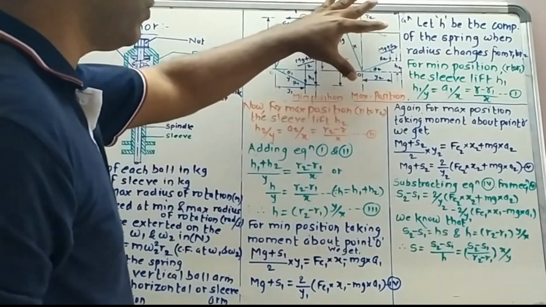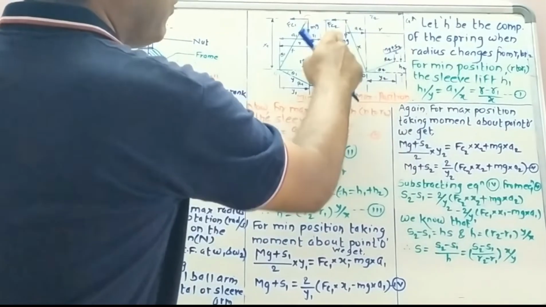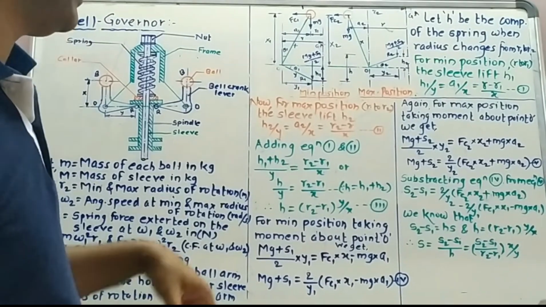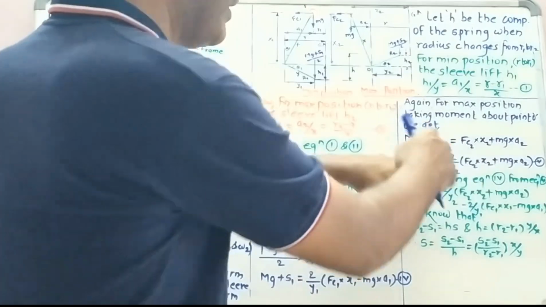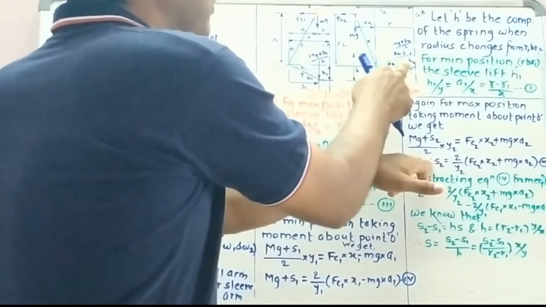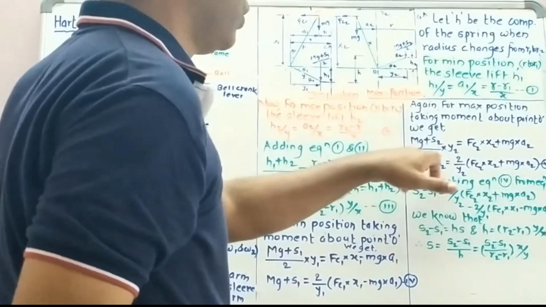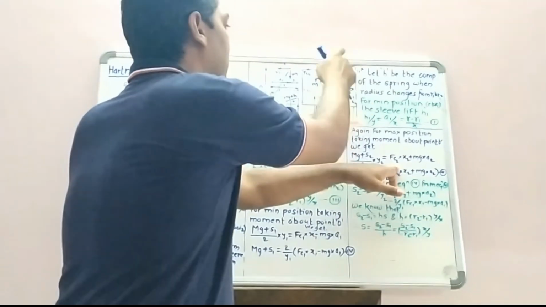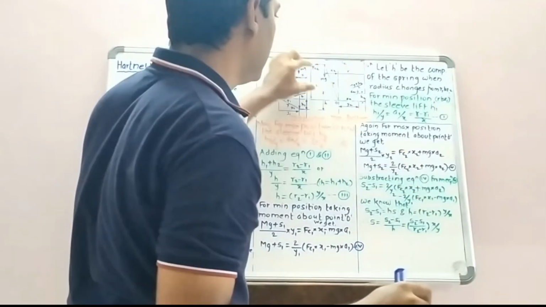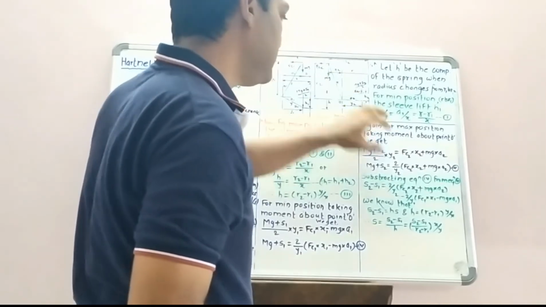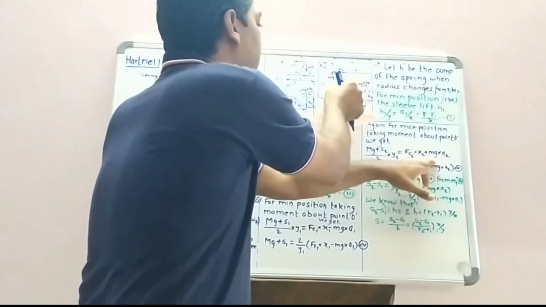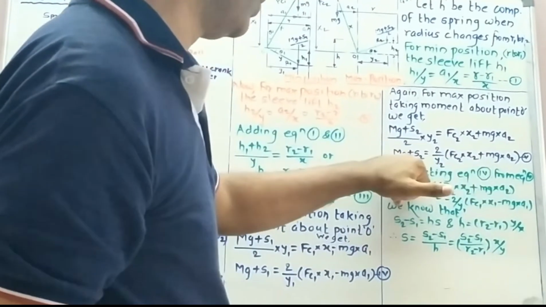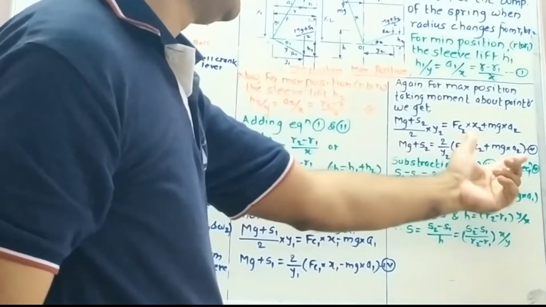Again, for the maximum position, taking moment of all the forces about this point O and equating the same for equilibrium of this ball, we get: the first force, (mg plus s2) divided by 2 multiplied by the distance y2, equals FC2, which turns about this point in the anti-clockwise direction. So FC2 multiplied by this distance plus mg multiplied by this distance a2. So you can get this relation: mg plus s2 equals 2 divided by y2 into this term.